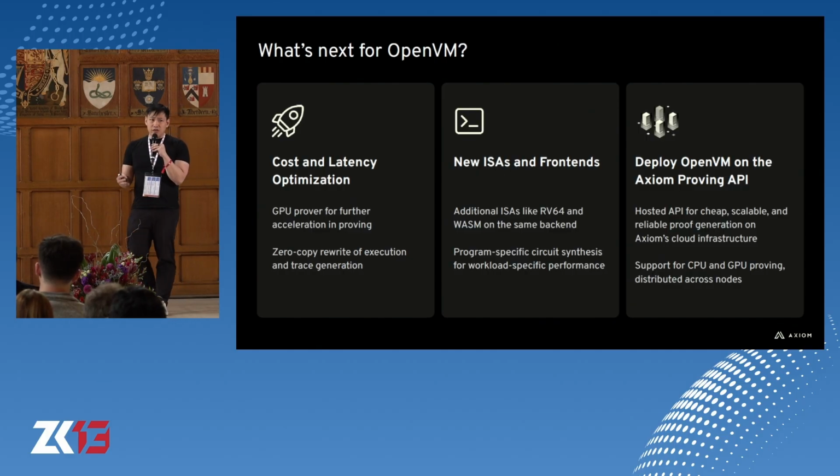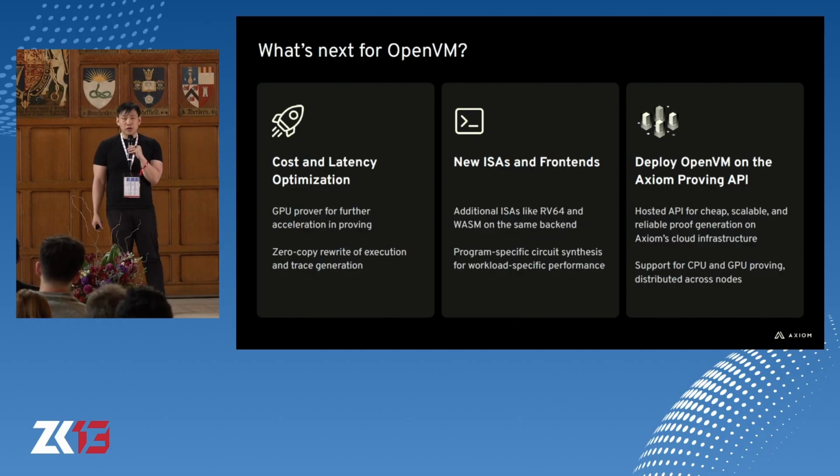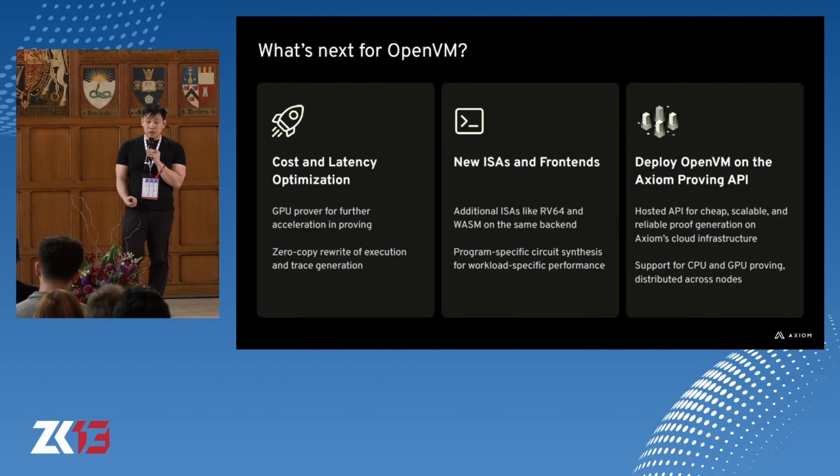Secondly, we think it's interesting to keep pushing this program-specific precompile direction to really enable developers to accelerate a zkVM for their specific workload. And finally, we're building out a hosted API for OpenVM to allow developers to try out proving on OpenVM and deploy to production on Axiom's hosted cloud infrastructure.